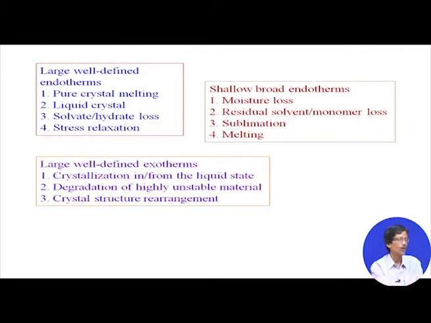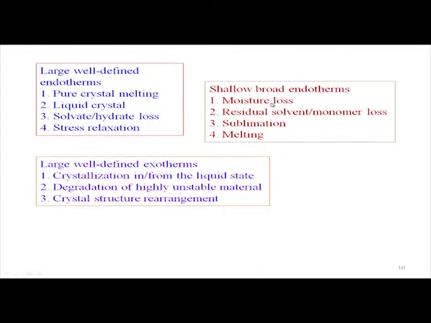The temperature change or the energy change for this process is also very high, and this is the crystallization from the liquid state. From the liquid state we get some crystals, and that particular crystallization can also be monitored there. Then we can have the degradation, and the degradation of highly unstable material is also accompanied by this type of exothermic process. Then the rearrangement of the crystal structure, that means rhombic to monoclinic, monoclinic to some other form. So crystal structure rearrangement can also be accompanied by large well defined exothermic processes.